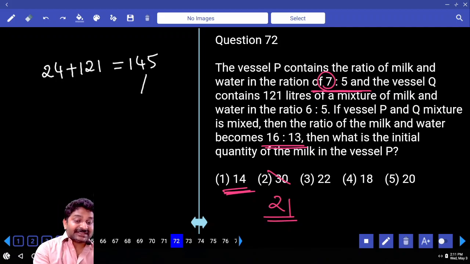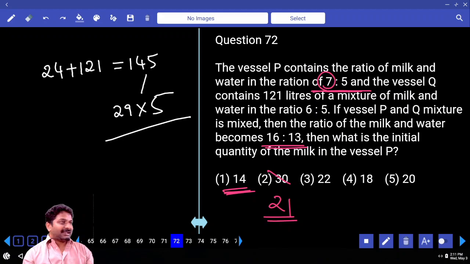16:29. That means this must be a multiple of 29 only. Is it a 29 multiple? Yes sir. 5 times, right? Yes or no?